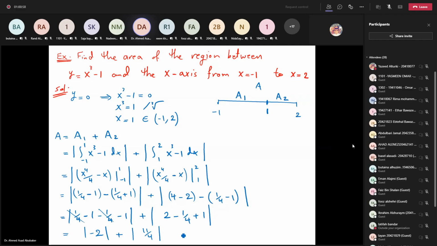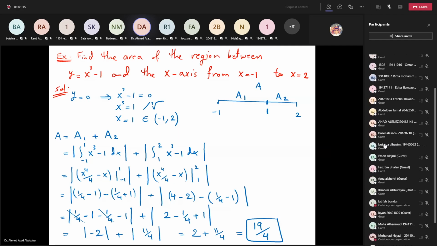Okay, so the area is 2 plus 11 over 4. To simplify further, 2 equals 8 over 4. 8 plus 11 is 19 over 4. This is the area between the x-axis and y from minus 1 to 2. Any question?